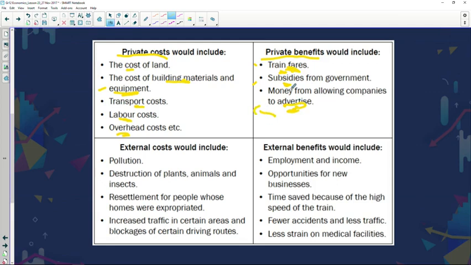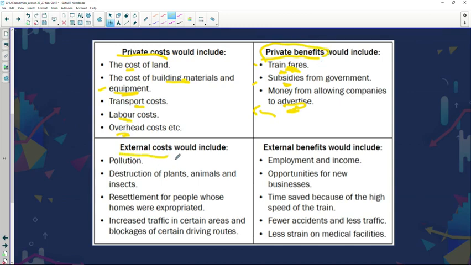So here it's more of the inflow of money into the project itself. And this has to be considered in order to keep the project running, and also for maintenance of the trains and the railway line and the train stations and security and so on. So that would come from the private benefits.